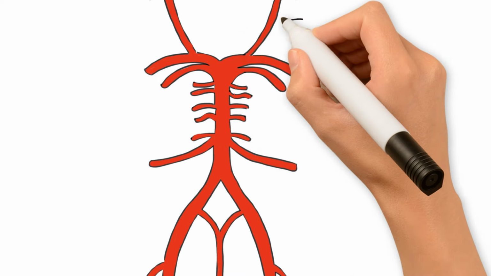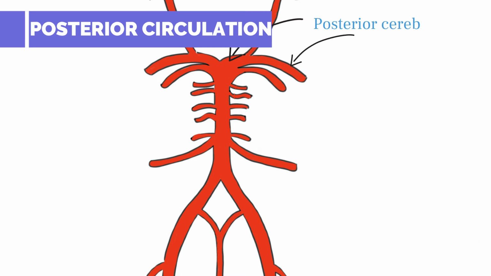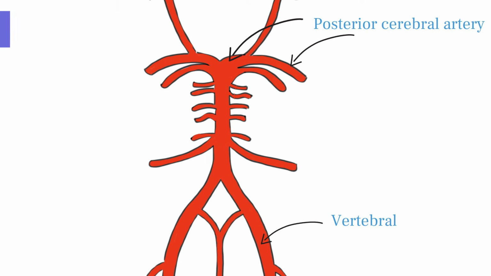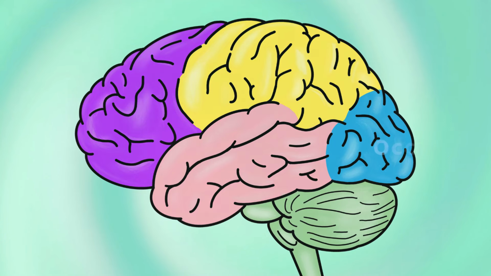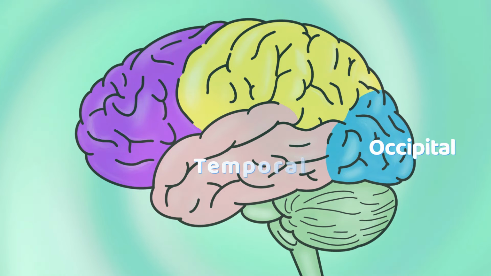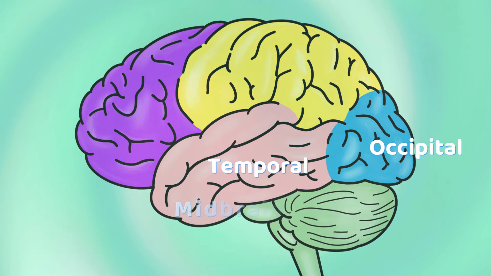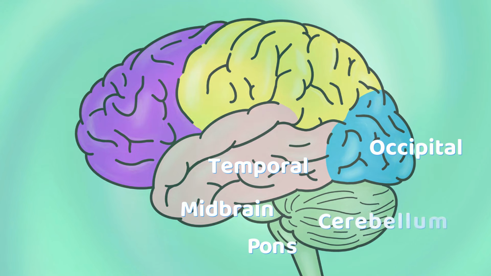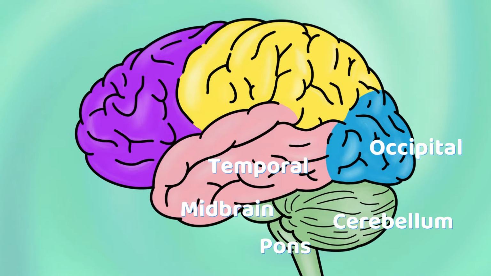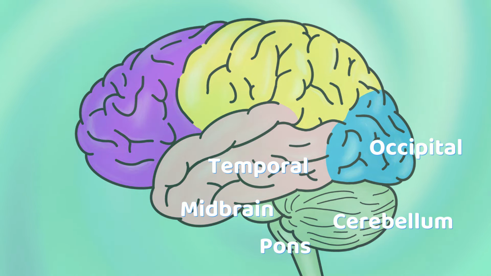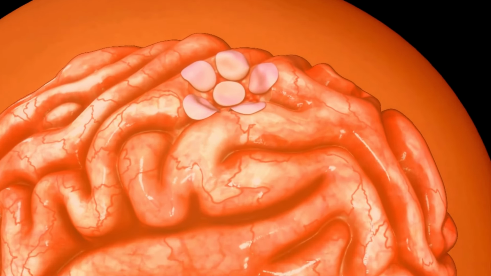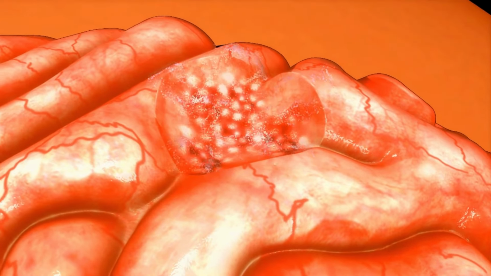The posterior cerebral circulation is composed of posterior cerebral artery, basilar artery and its branches, and vertebral artery and its branches. The posterior cerebral artery supplies the occipital lobes, posteromedial region of the temporal lobes, thalamus, and the midbrain. The basilar artery and its branches supply the pons and the superior and inferior aspects of the cerebellum. Vertebral arteries and its branches supply the medial medulla, lateral medulla, and the posterior inferior aspect of the cerebellum. So if there is a lesion in any of these arteries, the brain cells will likely die from ischemia.